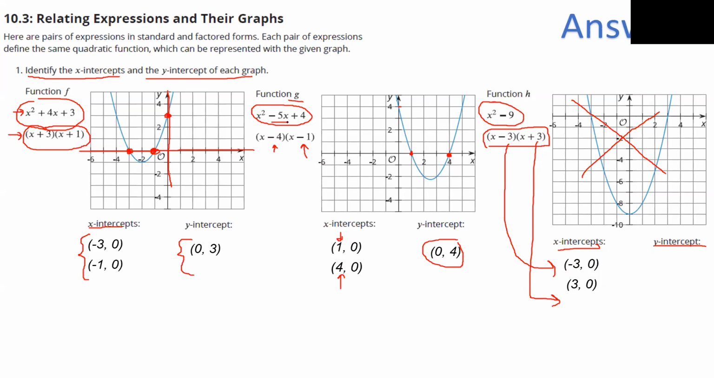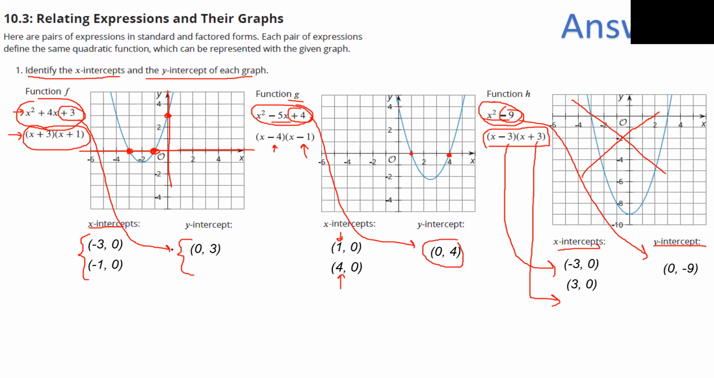We look at our standard form, and if you haven't noticed already, your very last value, which is called the C value, is your y-intercept. We always label the y-intercept as a coordinate point of (0, that y-intercept). In this case, 4 was our y-intercept, that's why it's (0, 4). Over here, 3 was our y-intercept, so that's why it was (0, 3).